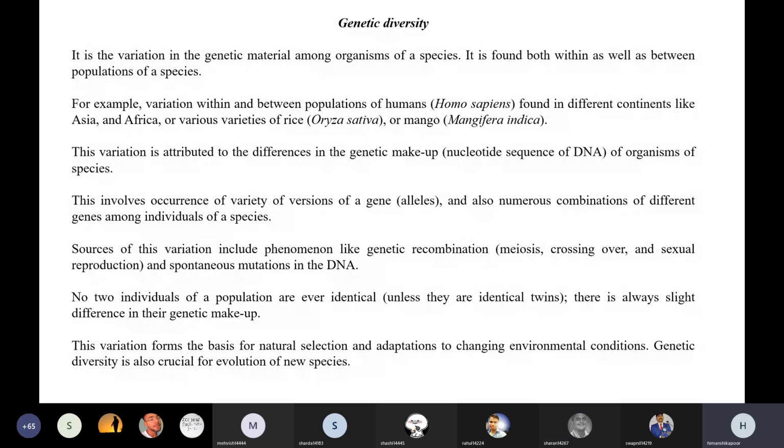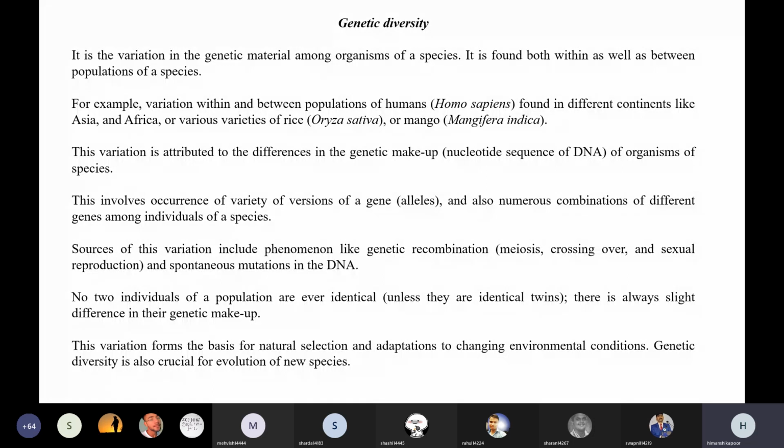Now we will discuss some phenomena which lead to this genetic variation. That is why genetic diversity exists, due to genetic variation. Now how does genetic variation occur? It is broadly categorized into two types. One is genetic recombination, and the other is spontaneous mutations in the DNA.